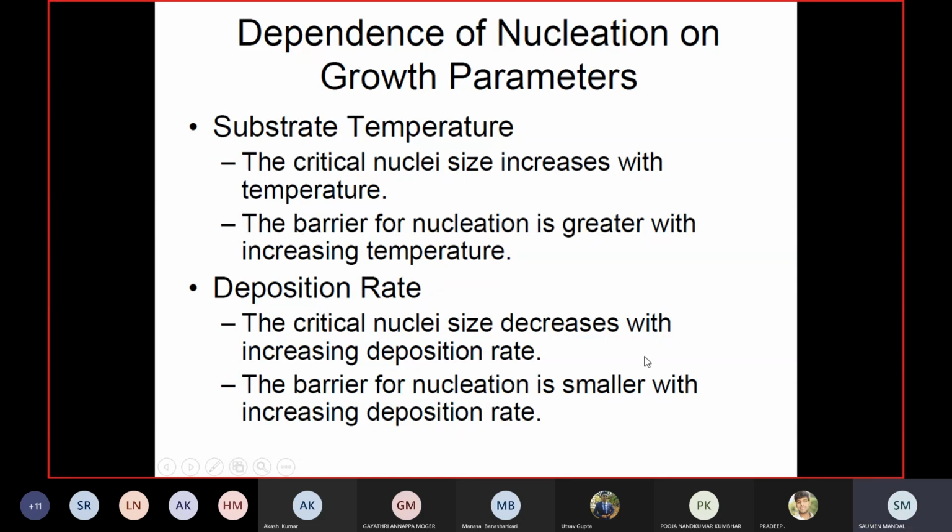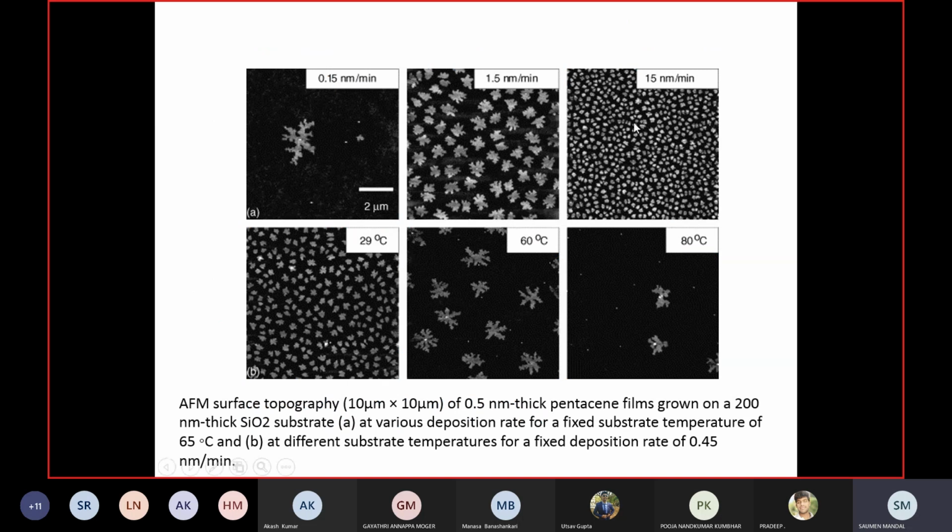Okay, so first let's talk about the deposition rate. Critical nuclei size decreases with increasing deposition rate. If we increase the deposition rate, the critical nuclei size requirement decreases. And that is exactly what is happening in that first set of pictures. In one case the critical nuclei size is less, in the other case the critical nuclei size is more.